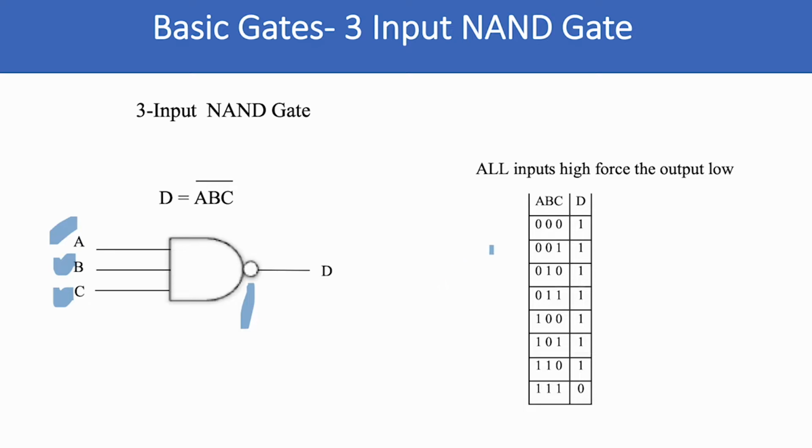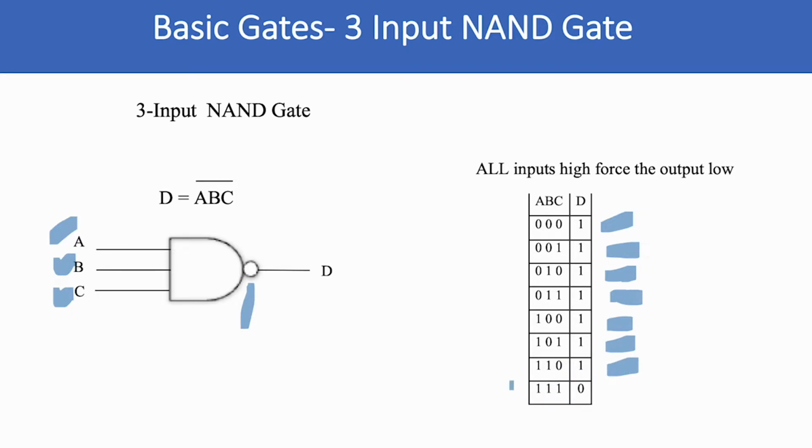So let's look at the truth table again. It's actually just the inverse of the 3-input AND gate, because we have the inverter on the output. So the 3-input NAND gate says that for all inputs 0, the output's a 1. For a 0, 0, 1, the output's a 1. 0, 1, 0, the output's a 1. 0, 1, 1, the output's a 1. 1, 0, 0, the output's a 1. 1, 0, 1, the output's a 1. 1, 1, 0, the output's a 1.